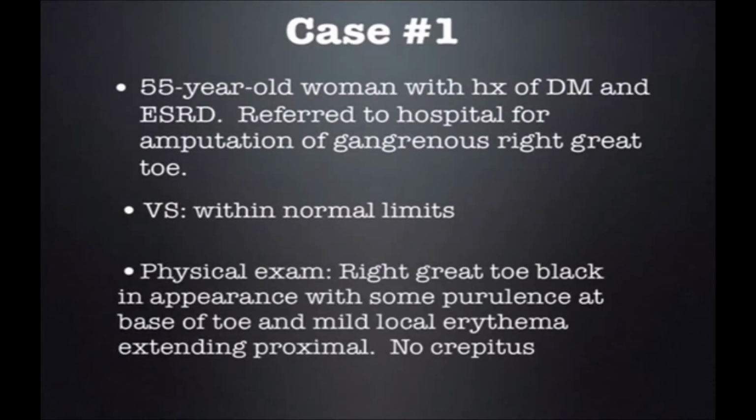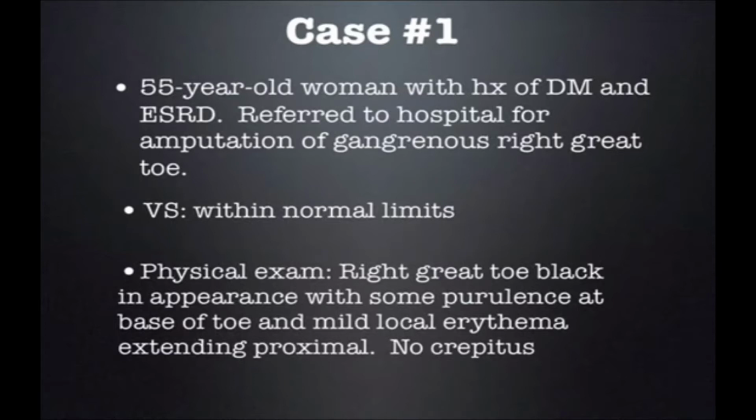Okay, so let's do some practice cases. Each one of these cases, and I'm going to give you 3, are real cases from our department. So case 1. This is a 55-year-old woman with a history of diabetes and end-stage renal disease. She's referred to the hospital for amputation of a gangrenous right great toe.